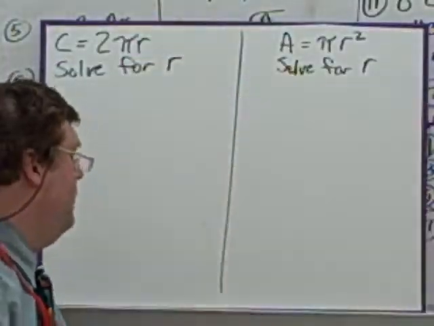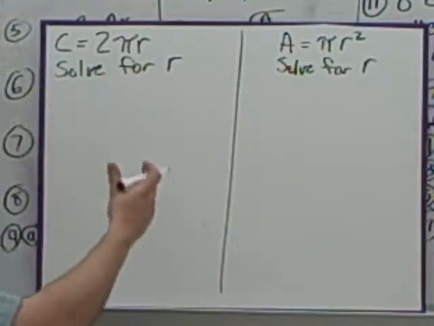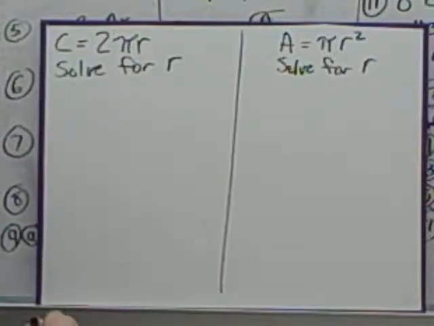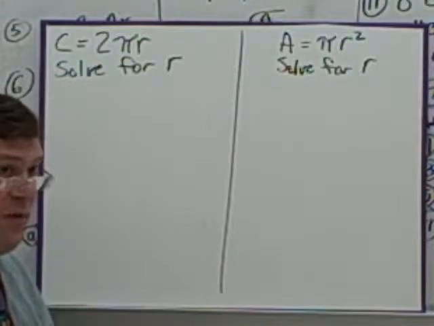All right, moving on. Here we have the circumference of a circle, 2 pi r, and we're asked to solve for r. There are two variables here. Well, pi is not a variable.